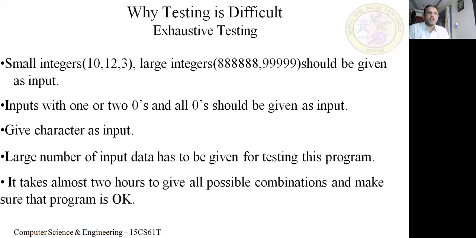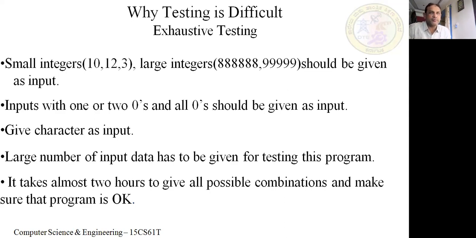The same thing: small integers 10, 12, 13, etc. Input should be given with 1 or 2 zeros, and all zeros should be given as input, and a character as input. Then a large number of input data has to be given for testing this program. See now what happened. There are so many types of values. Which are the different types of values you need to give?